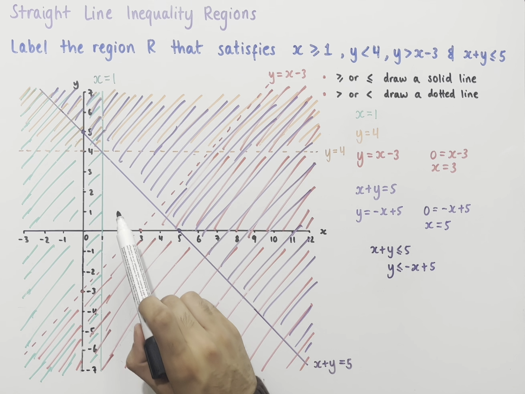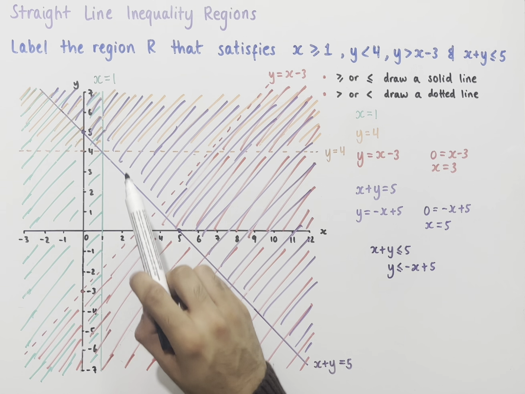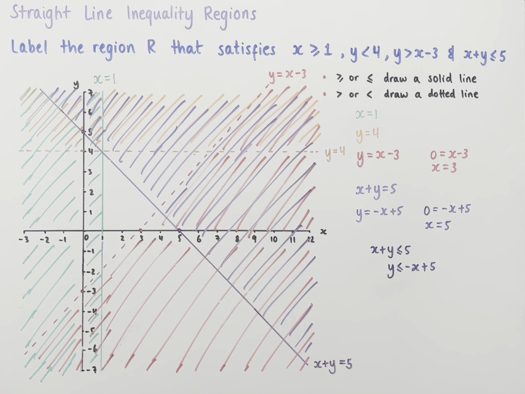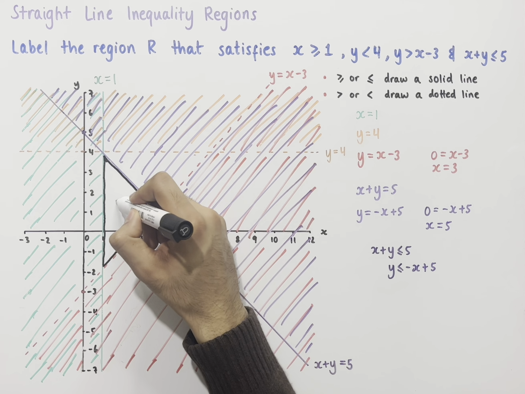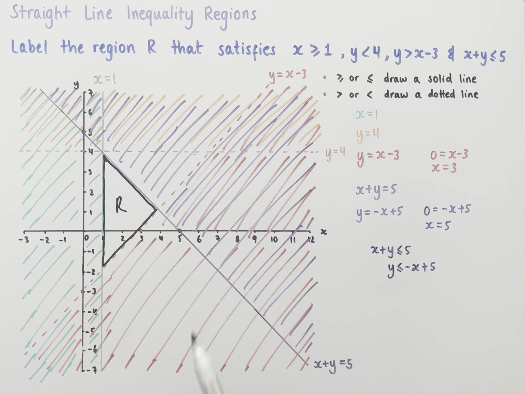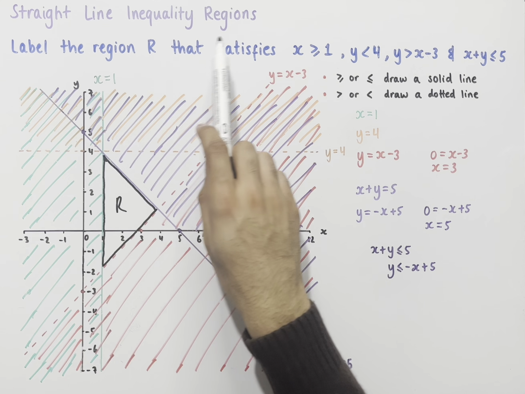And so the region that hasn't been shaded would be the region R. And if we draw over that to make it clear, we have the following. So this triangle that has been formed is the region R. And that is how we can sketch straight line inequality regions.